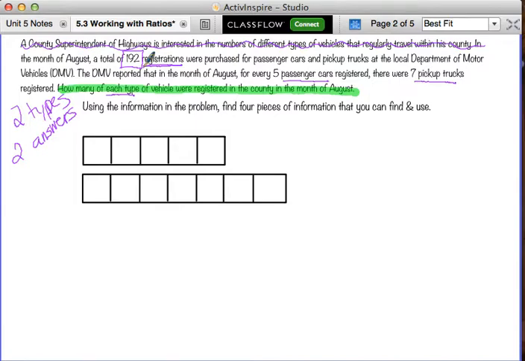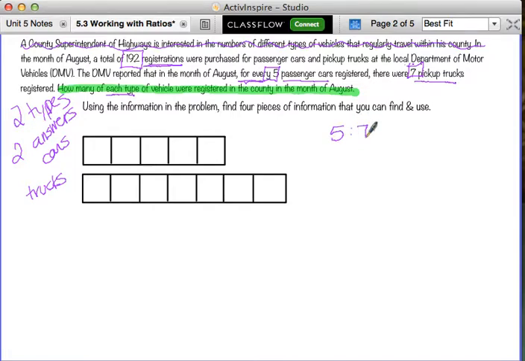Okay, then the next piece is that for every tells us that it's a ratio. 5 passenger cars, there were 7 pickup trucks. So if I come down here and I make a tape diagram of my information, I have my boxes drawn already. I know that this would be cars, and this is trucks. And I know that for every 5 cars, there are 7 trucks. So in this case, if I look at my ratio, it's 5 to 7.